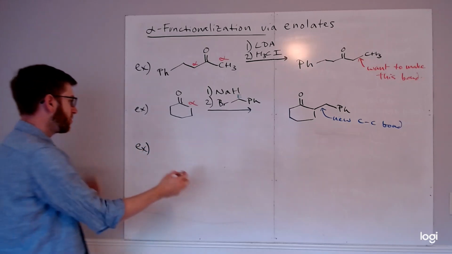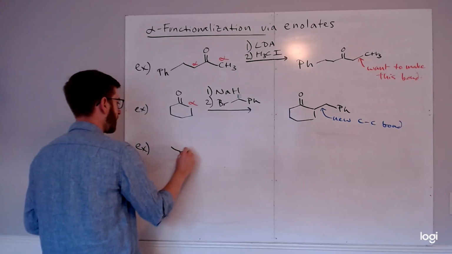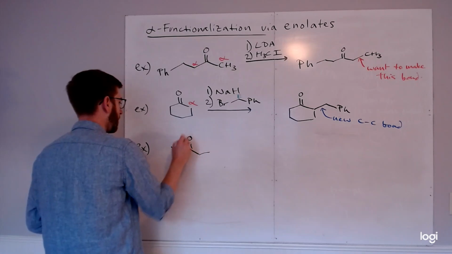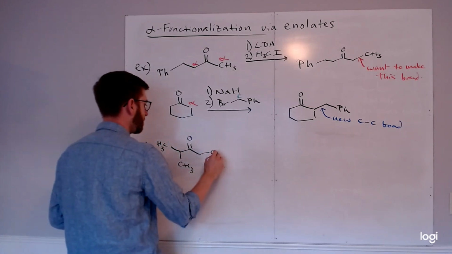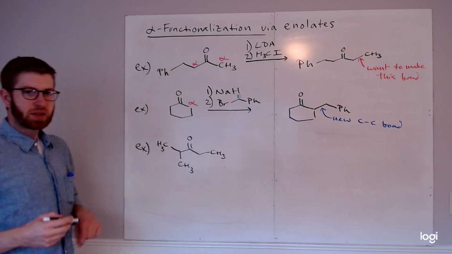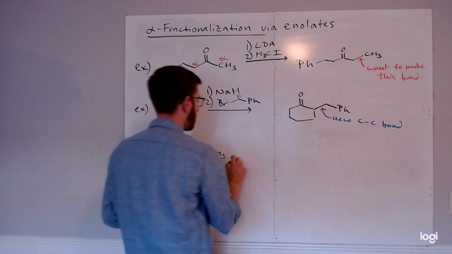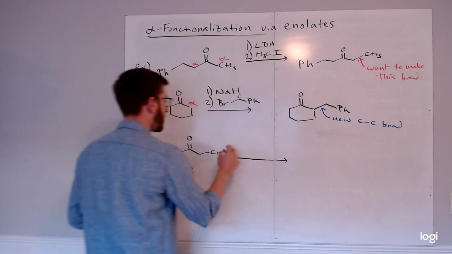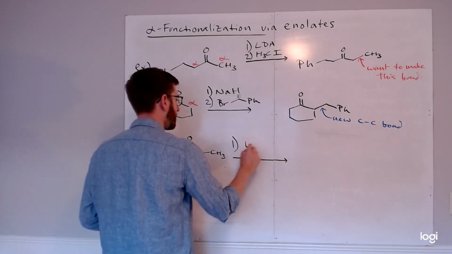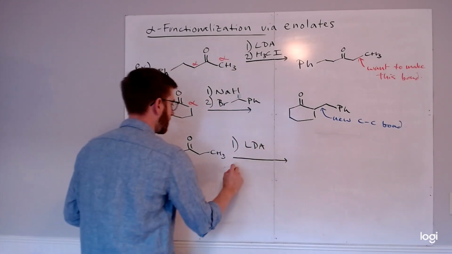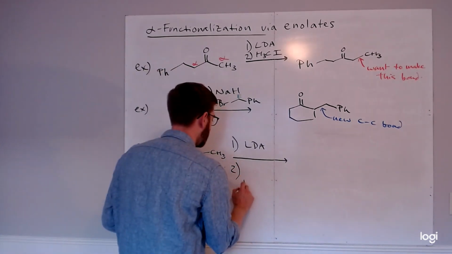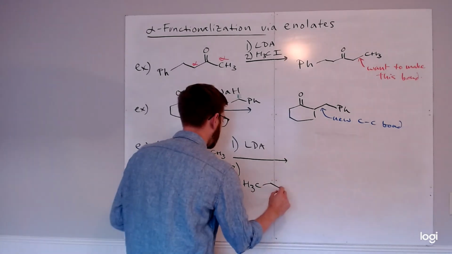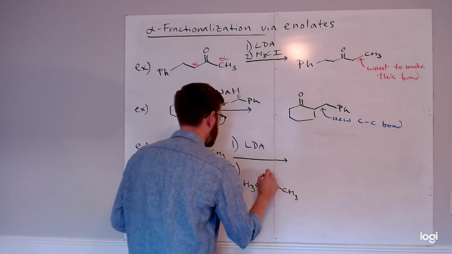So let's choose a slightly more complex structure. This ketone, and what I want to do is treat this with LDA, and then we'll choose a secondary alkyl halide. So we'll use isopropyl bromide.